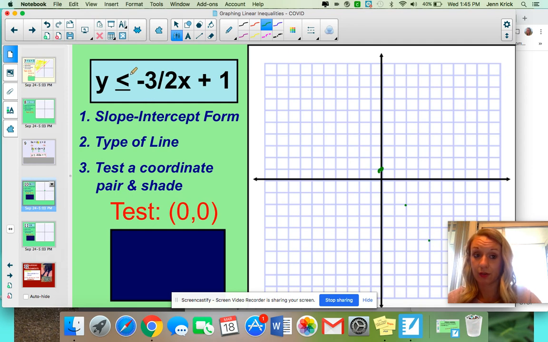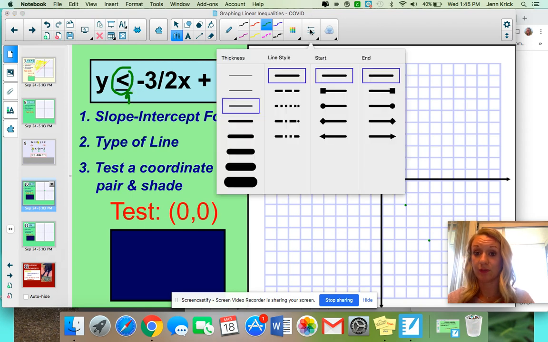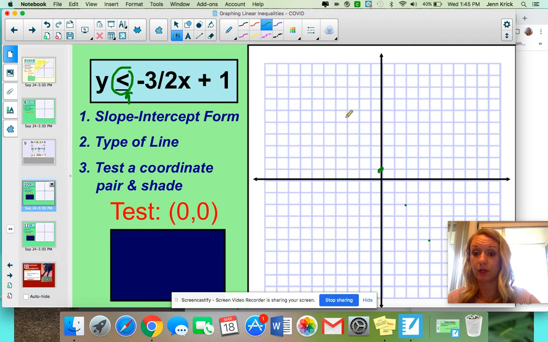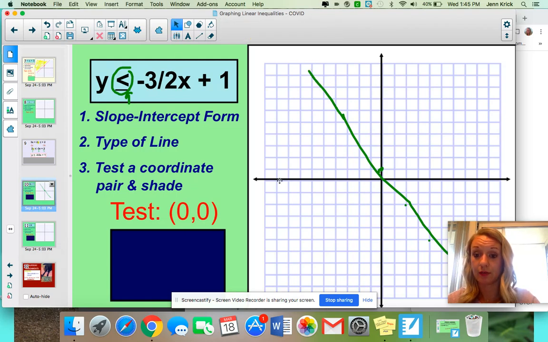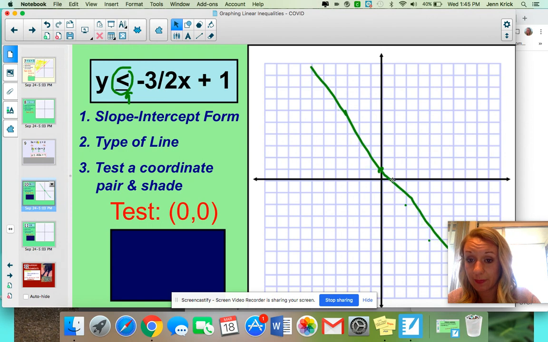For the type of line, notice it's less than or equal to. You see that you have the solid line there. I know my line is going to have to be solid as well. So when I draw that in, let's pretend that that's straight. There we go. Okay, now to shade. Sorry, this is not the best line.